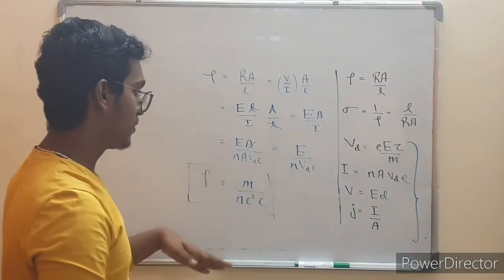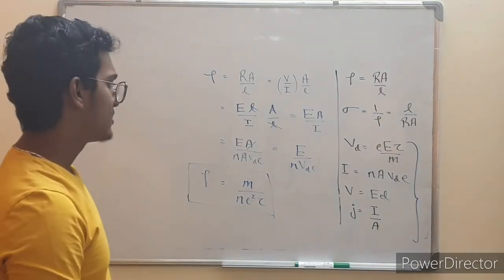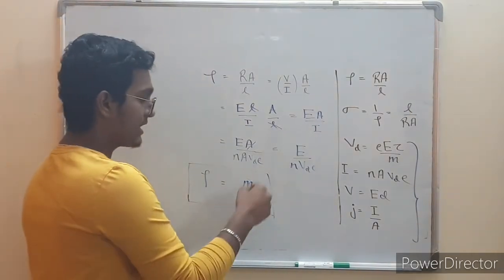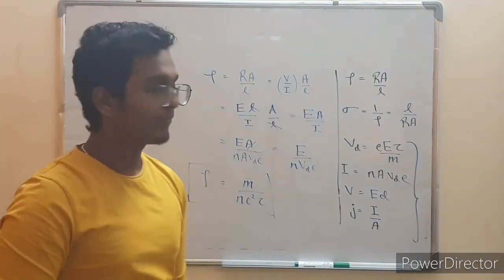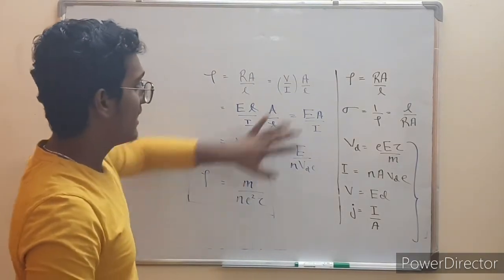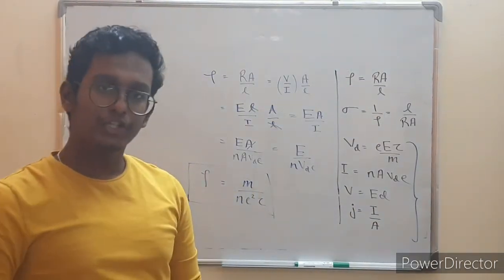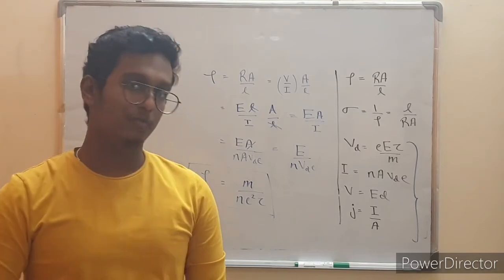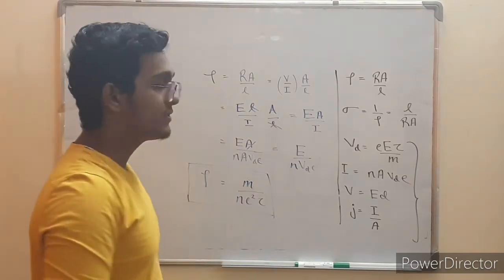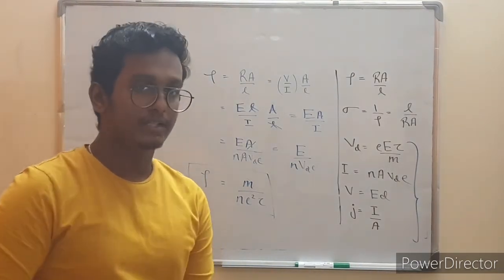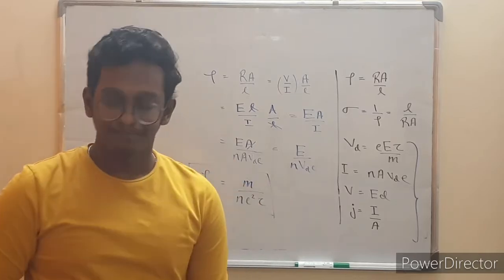Now if you take the reciprocal, you get the conductivity. So conductivity is just n e squared tau divided by m. All these are the relationships we need to know to proceed with the numericals. After this we'll be looking at mobility. So now let's go to mobility.